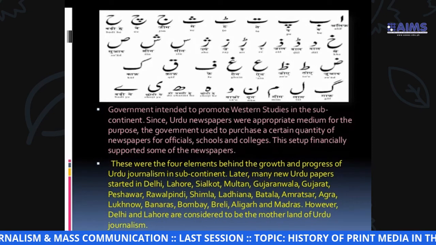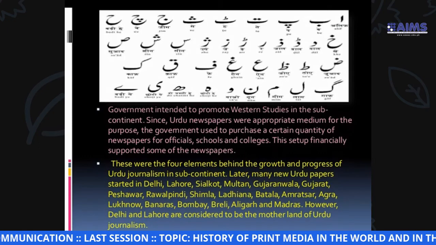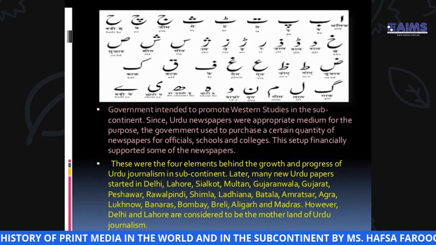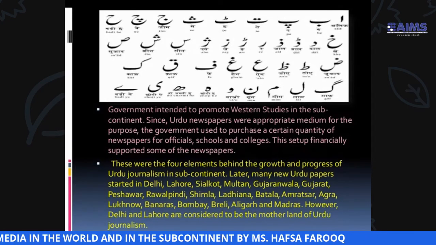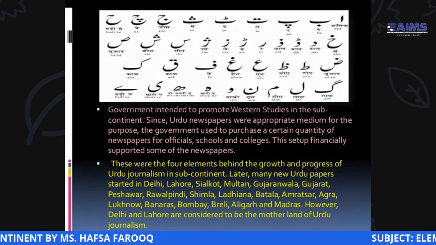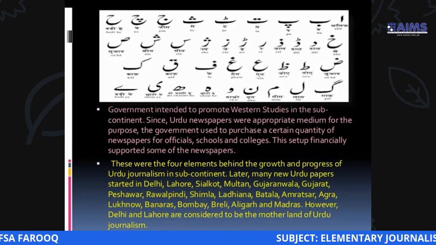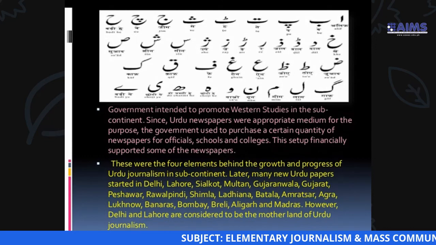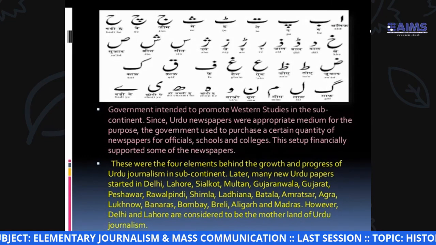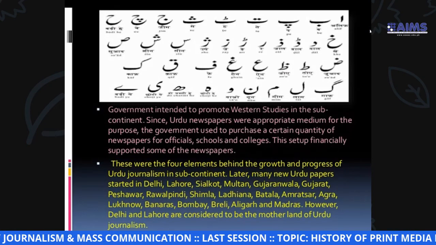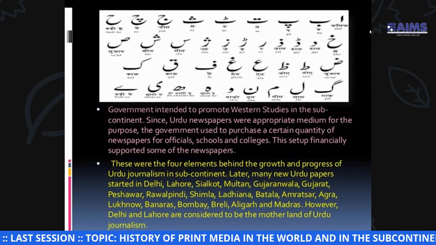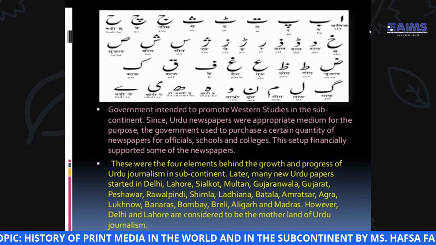Later, many new Urdu newspapers started in Delhi, Lahore, Sialkot, Multan, Gujranwala, Gujarat, Peshawar, Rawalpindi, Shimla, Ludhiana, Batala, Amritsar, Agra, Lucknow, Banaras, Bombay, Bareilly, Aligarh, and Madras. However, Delhi and Lahore are considered to be the motherland of Urdu journalism.